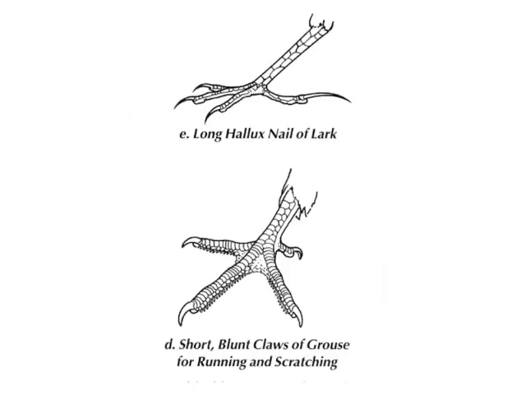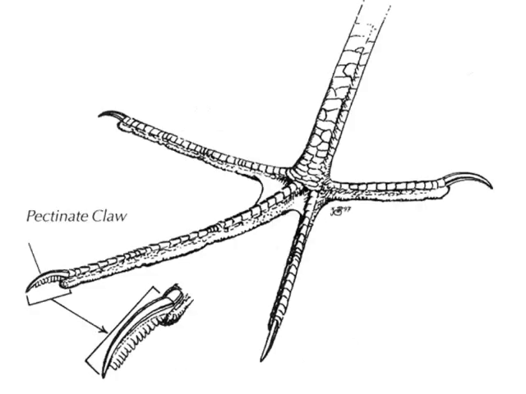Okay. Then we have modified nails, which can be really long, like the hind toe of the horned lark, or short and blunt, like the claws of a grouse. The nails themselves can be modified into little comb-like structures called pectinate claws. Here is a heron's pectinate claw.